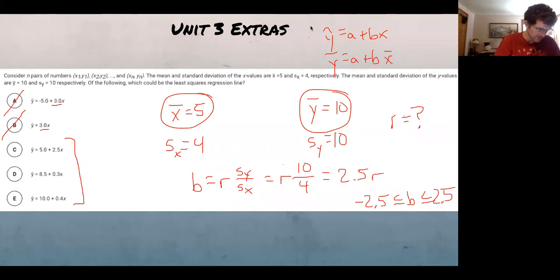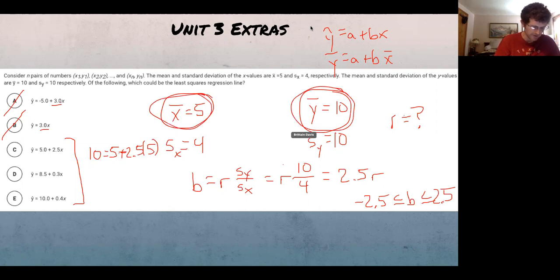Okay, so let's look at plugging 4 and 10 in for our standard deviations. So I got 10 equals 5 plus 2.5 times 4. Oh, I'm sorry, I'm using the wrong numbers. That shouldn't have been 4. Should have been 5. All right, so I'm using these numbers right here. I was accidentally looking at my standard deviations, not those up top. All right, so hopefully I didn't confuse you.